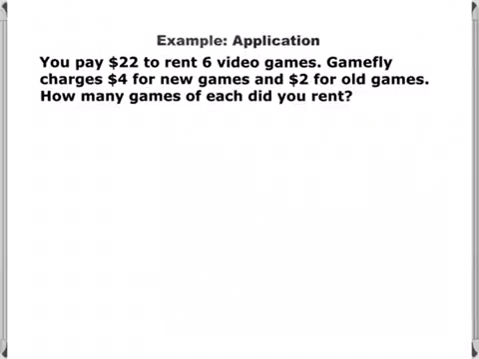The next one, you pay $22 to rent 6 video games. Gamefly charges $4 for new games and $2 for old games. How many games of each did you rent? So in this case, we need two different equations. Correction. You need two equations. One talking about what you paid in money compared to the total number of video games bought. So let's think about this. Let's let x equal the old games, y equal the new games.